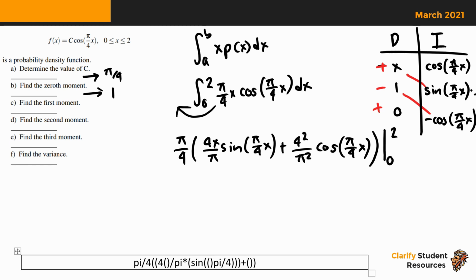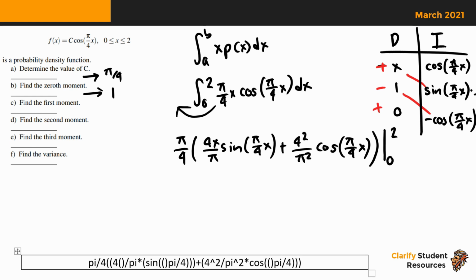And then the next term is going to be the cosine, so it's going to be 4 squared divided by pi squared, and then I'm going to multiply it by a cosine, and then I'm going to have a pi over 4, and then again I'm going to multiply it by a blank, which is going to represent my x. So remember, all the blank spaces represent what x is equal to.